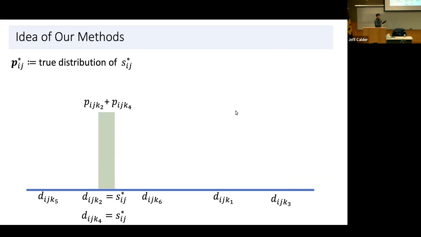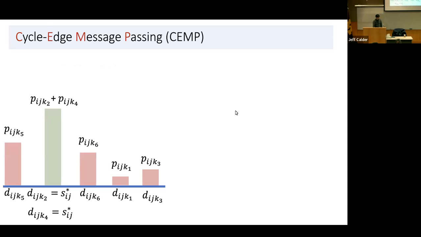Ideally, you hope that this distribution will focus on these good cycles. For example, Dijk2 and Dijk4 are good cycles, so they are equal to the ground truth. You hope that the probability mass will focus on these 2 cycles, and all the other cycles will have probability 0. How will this help solve the problem?